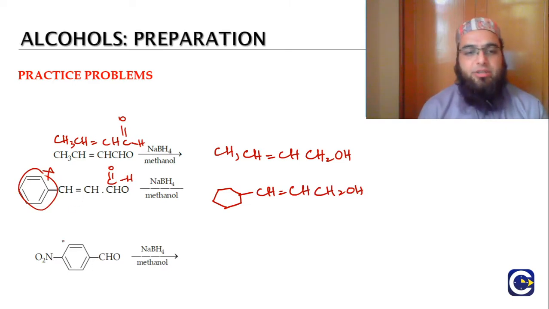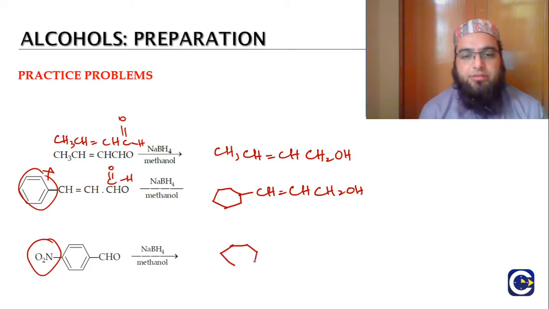Okay, similarly this is one more example. We have a nitro group here. Again, sodium borohydride cannot reduce this nitro group. So the product in this case will have the nitro group present as it is, and we will get, oh sorry, we have to show the bonds, and this will be reduced to CH2OH.